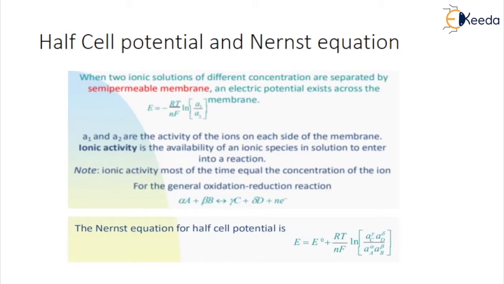Ionic activity is the availability of ionic species in solution to enter into a reaction. Ionic activity is most of the time equal to the concentration of the ion for the general oxidation and reduction reaction. Here it is shown the Nernst equation for half cell potential. It is shown on the slide.